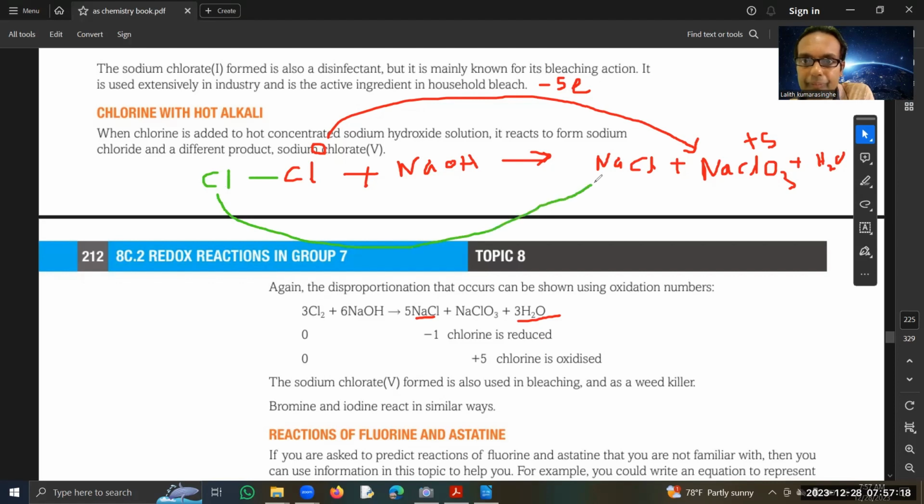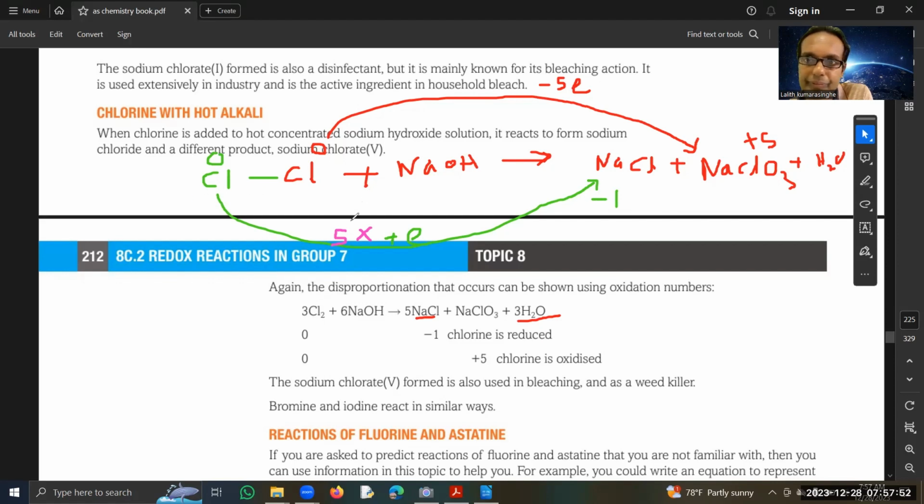The other chlorine is going from 0 to -1. It is gaining 1 electron. Now we have to balance these two. So that means there should be 5 electrons here. So this should be multiplied by 5. Okay. That should be multiplied by 5.